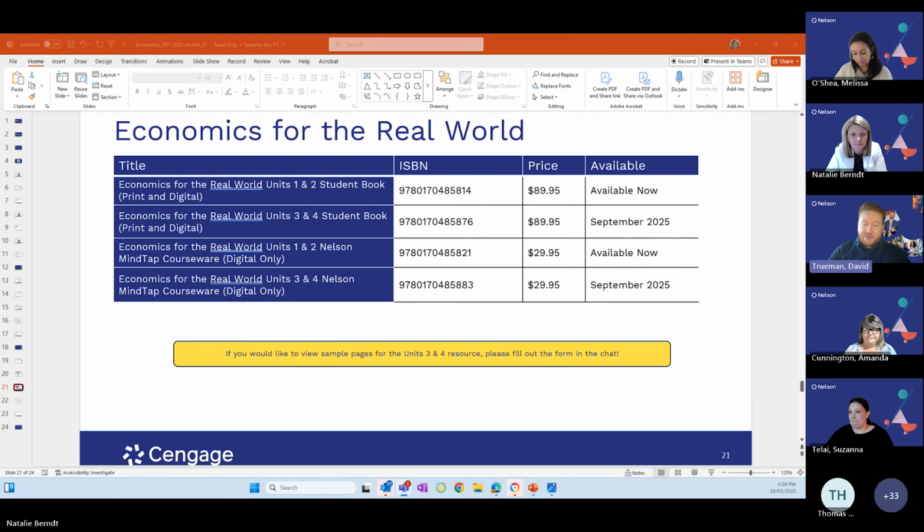But what you're looking at in front of you here is basically our books availability. So units 1 and 2 are in print and live on our online platform right now. I know some of you are using it already, and we've got units 3 and 4 coming out very soon in September. I'm also excited to say that we've got some page proofs available for units 3 and 4 right now, so some of you may have looked at those already. We've got some digital links that we'd be more than happy to share with you. Susanna in the chat has put in some links there.